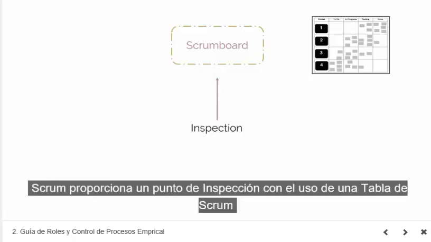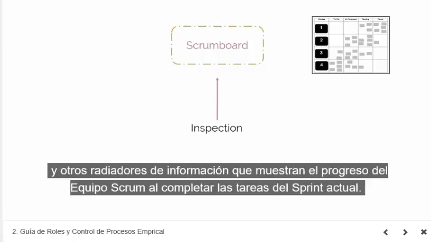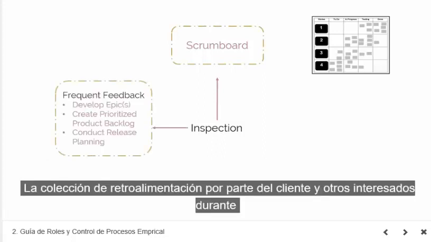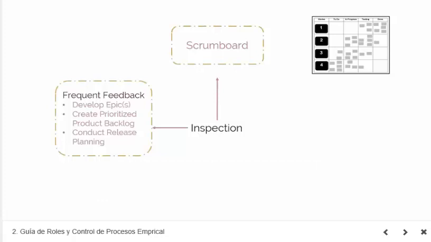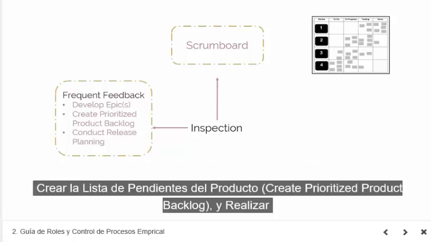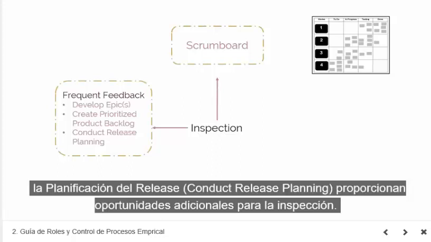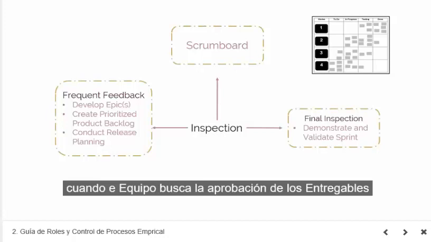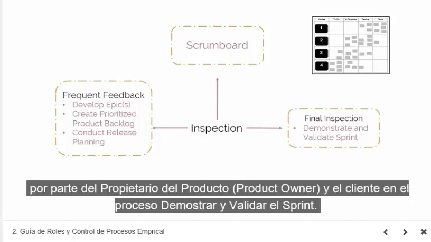Scrum provides a point of inspection with the use of a common Scrum board and other information radiators which show the progress of the Scrum team on completing the tasks in the current sprint. The collection of feedback from the customer and other stakeholders during the Develop Epics, Create Prioritize Product Backlog, and Conduct Release Planning processes give additional opportunities for inspection. The final point of inspection comes during the review meeting, when the team seeks approval of the deliverables by the product owner and the customer in the Demonstrate and Validate Sprint process.